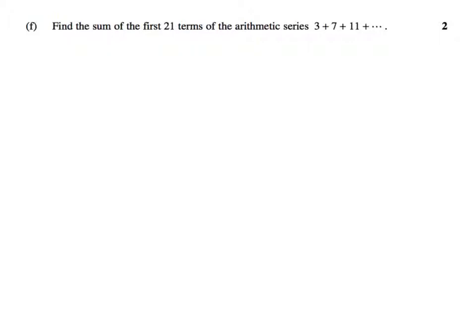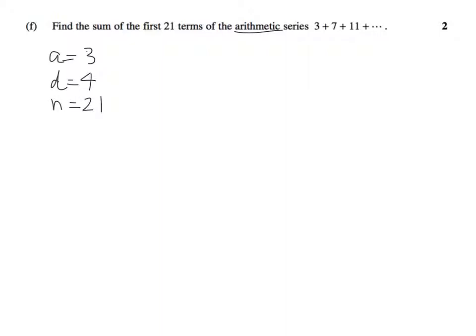Okay, here we're asked to find the sum of the first 21 terms of this series here. Now this one is an arithmetic series. It means we have a common difference. So straight away, the thing I do each time we do these types of questions is write down our first term, write down everything we know. A is 3. Our common difference is 4. We know n is 21.